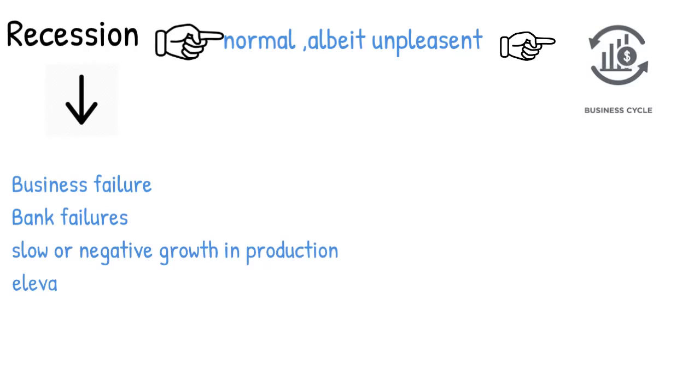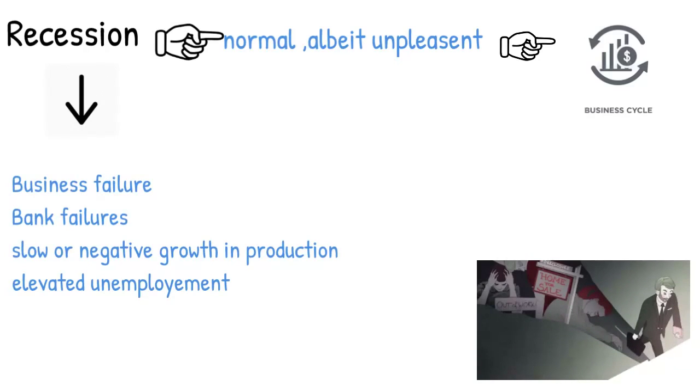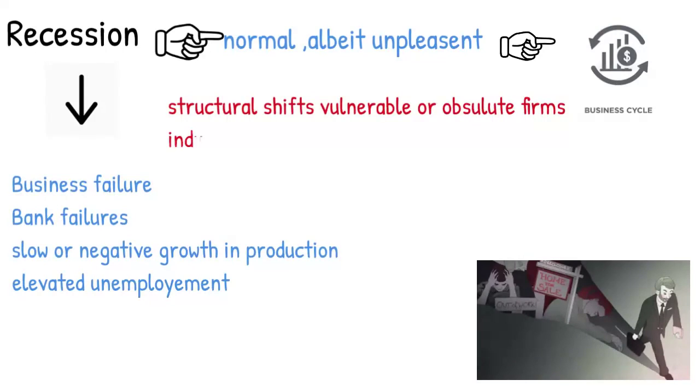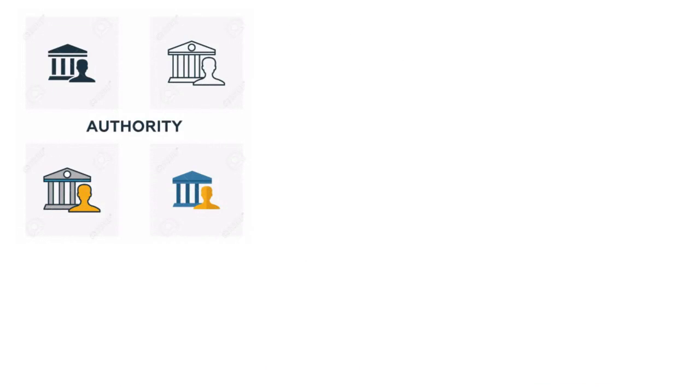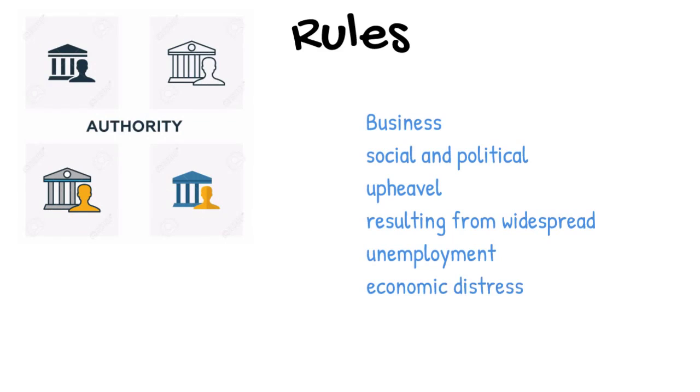Recessions are characterized by a rash of business failures and often bank failures, slow or negative growth in production, and elevated unemployment. The economic pain caused by recessions, though temporary, can have major effects that alter an economy. This can occur due to structural shifts in the economy as vulnerable or obsolete firms, industries, or technologies fail and are swept away, dramatic policy responses by government and monetary authorities, which can literally rewrite the rules for businesses, or social and political upheaval resulting from widespread unemployment and economic distress.